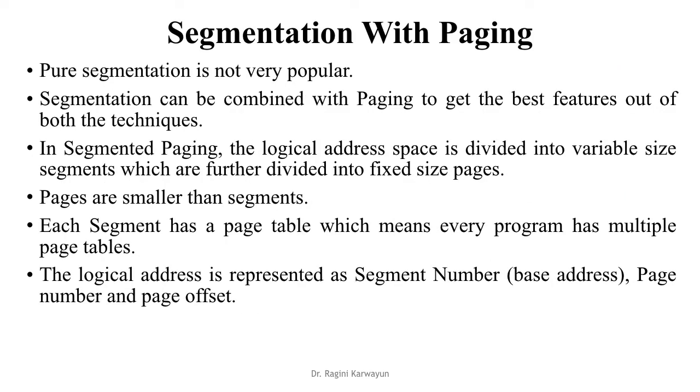Now pure segmentation is not very popular, so it is used in conjunction with paging to get the best features out of both the techniques. In segmented paging, the logical address space is divided into variable size segments, which are further divided into fixed size pages, and the main memory is divided into fixed size frames. Pages are smaller than segments, and each segment has a page table, which means every program has multiple page tables, and the logical address is represented as segment number, page number, and offset.